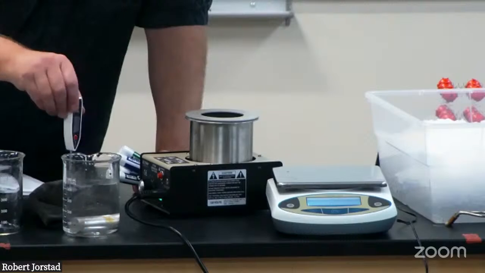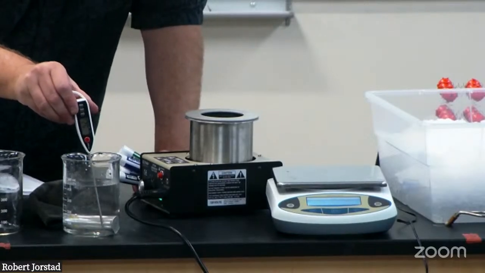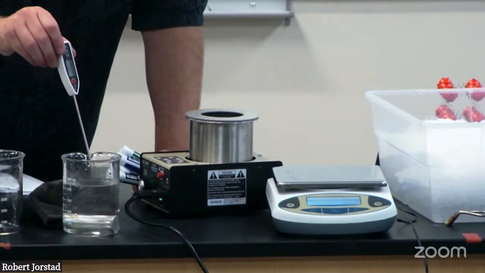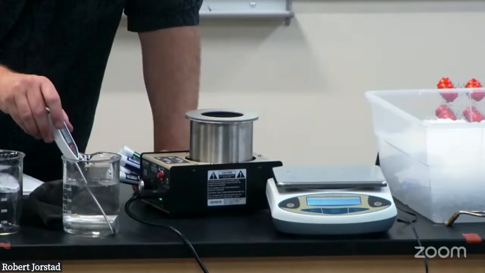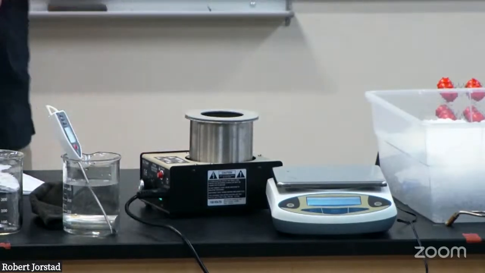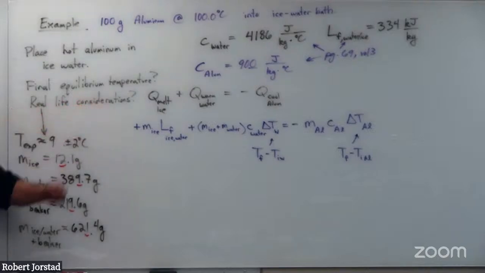Trying to stir it. So hopefully you can see that that's about the number I'm getting. You'll notice there's a tiny fleck of ice left, but essentially all the ice is melted and we're at 9.2. All right, so that's just the experiment. Let's go back to the board. Let's see if that's the number we actually get. I have a feeling it's going to be way off, and then we'll discuss why in real life.